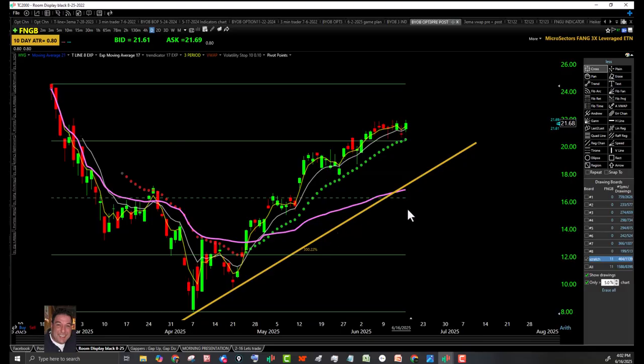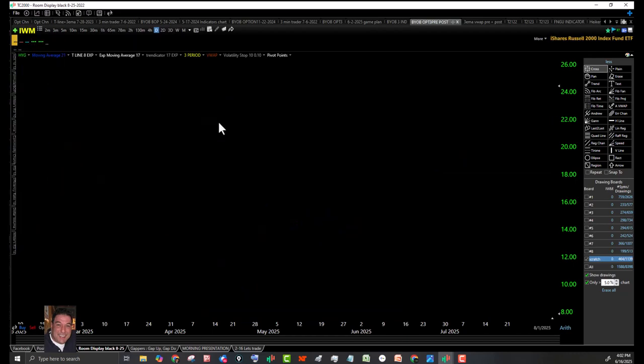All up over the all-time high anchored VWAP, that's bullish. Okay, FNGB. Making higher lows, there's a low, there's a higher low, and making higher highs. Okay, that is a bullish environment. That's FNGB. Let's take a look at IWM.